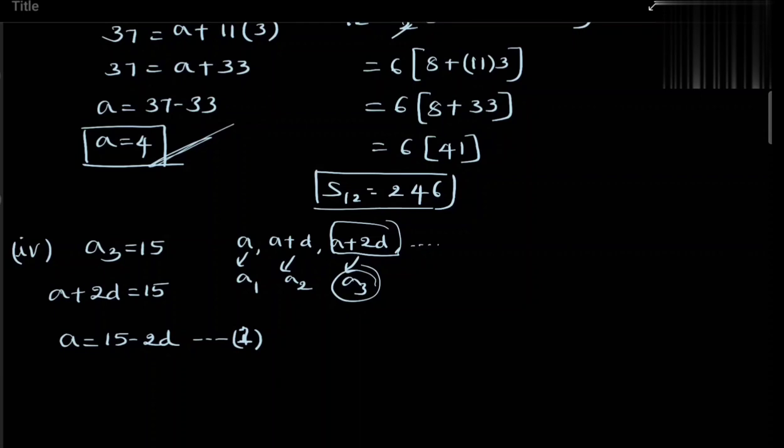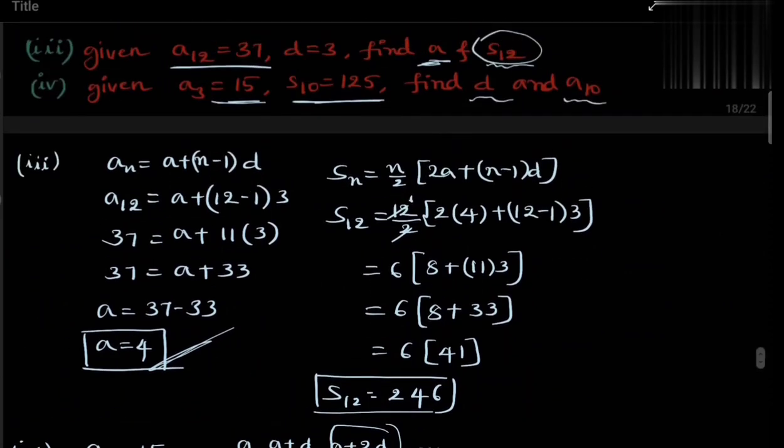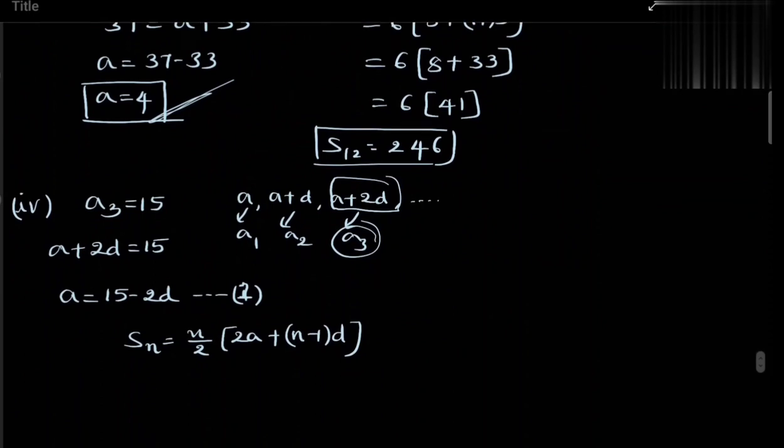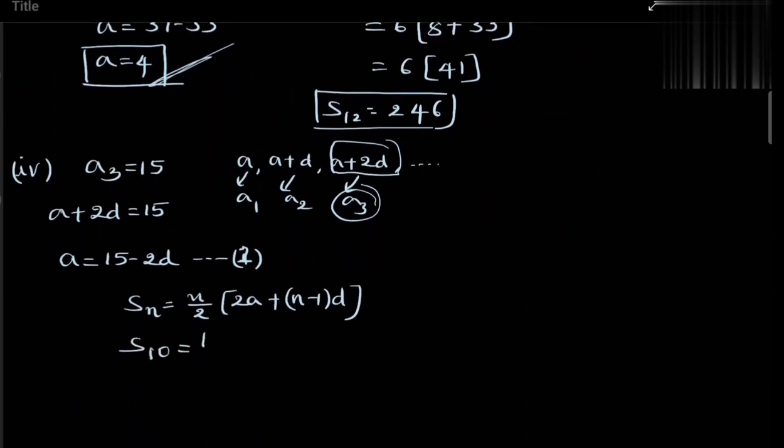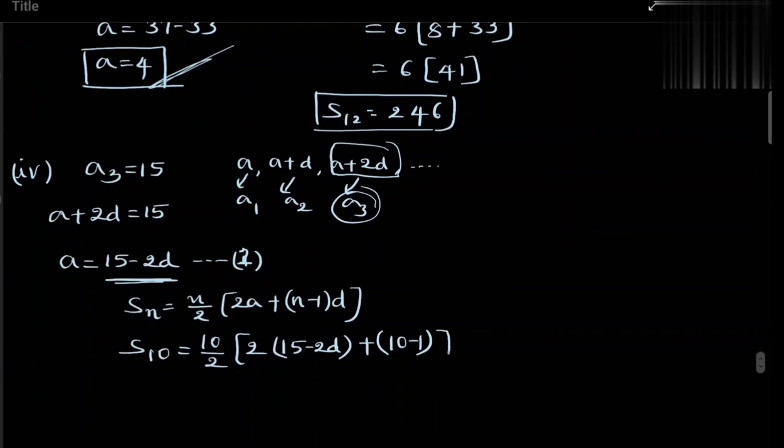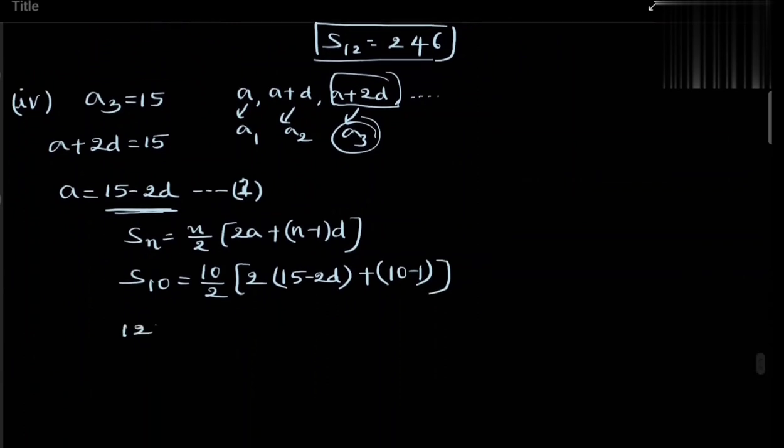Next, we know that the sum of n terms of an AP, Sn, is equal to n by 2 into (2a plus (n minus 1) into d). Here they have given S10, that is n is 10. So S10 is equal to 10 by 2, into 2 times a, which is 15 minus 2d. Substitute here 15 minus 2d plus (10 minus 1) d. Here S10 is 125. So 10 by 2 is 5, and 2 fifteens are 30 minus 2 twos are 4d.